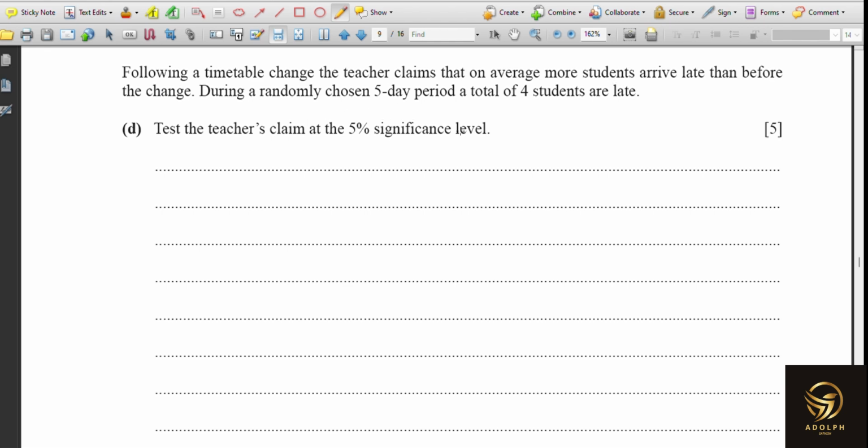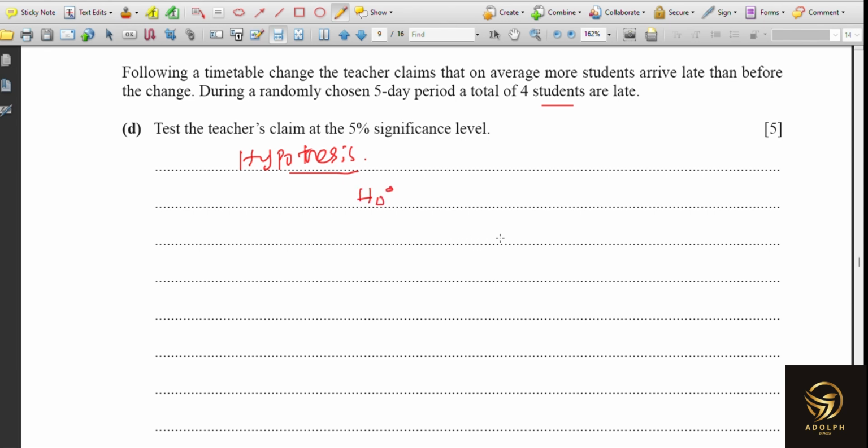During a randomly chosen 5-day period, a total of 4 students are late. In the 5 days, 4 students are late. So test the teacher's claim at the 5% significance level. What is the usual process of testing it? As I mentioned, the first thing that we have to do is the hypothesis. So what is a hypothesis?